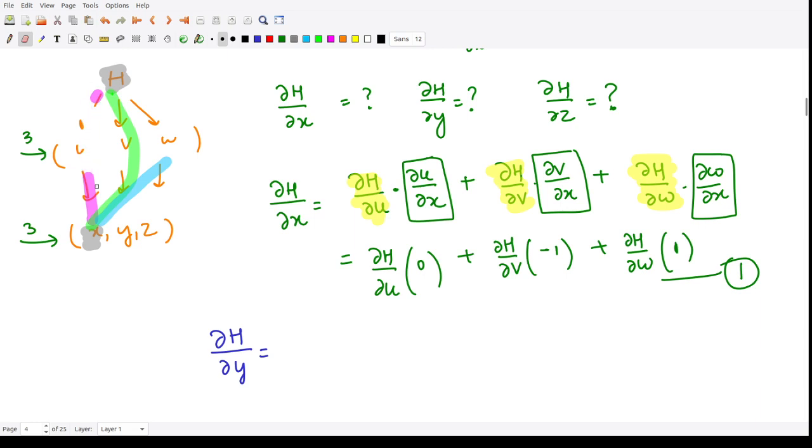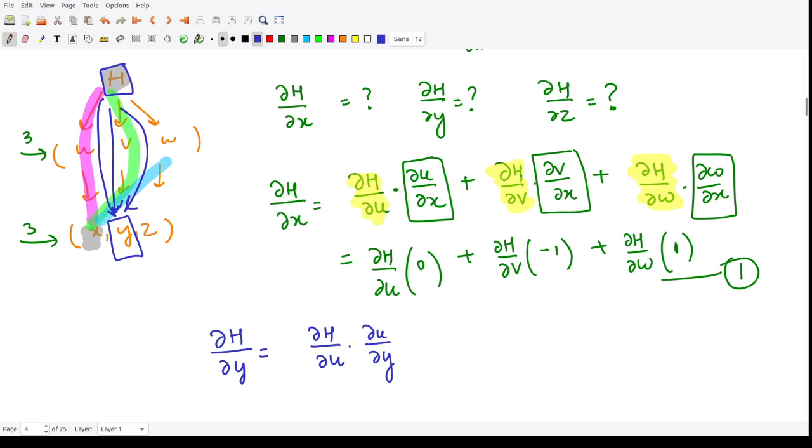How could you reach this possible area? From h, we wanted to reach the point y. So you could either go through this direction, or through this direction, or through this direction. That means you will have del h by del u and then del u by del y, because finally we wanted to reach y, and then del h by del v into del v by del y, and then we have del h by del w into del w by del y.